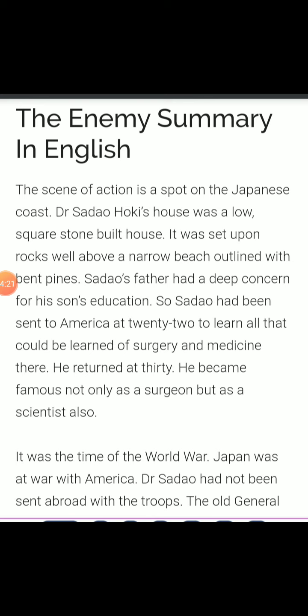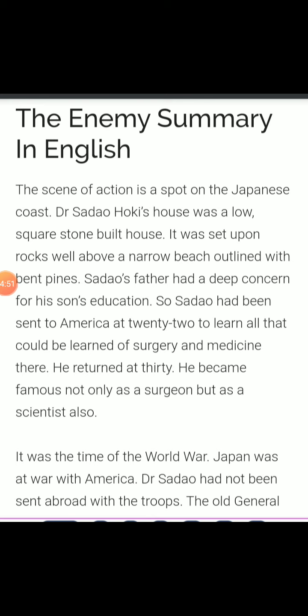So just imagine the entire story. It is going to reveal Dr. Sadao taking care of the American prisoner of war when he himself had been sent to America to study surgery and medicine. He returned at the age of 30. He was 22 when he went from there, and 8 years later, at the age of 30, he came back to his own country. He became famous not only as a surgeon but as a scientist also.